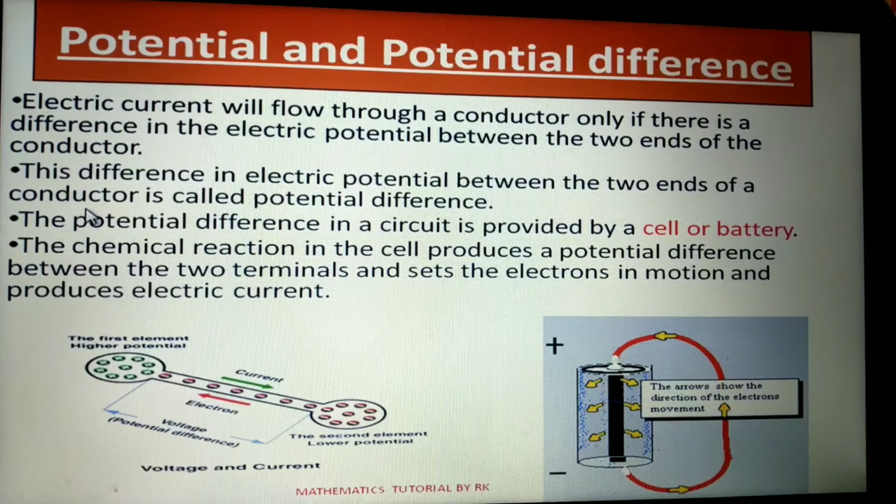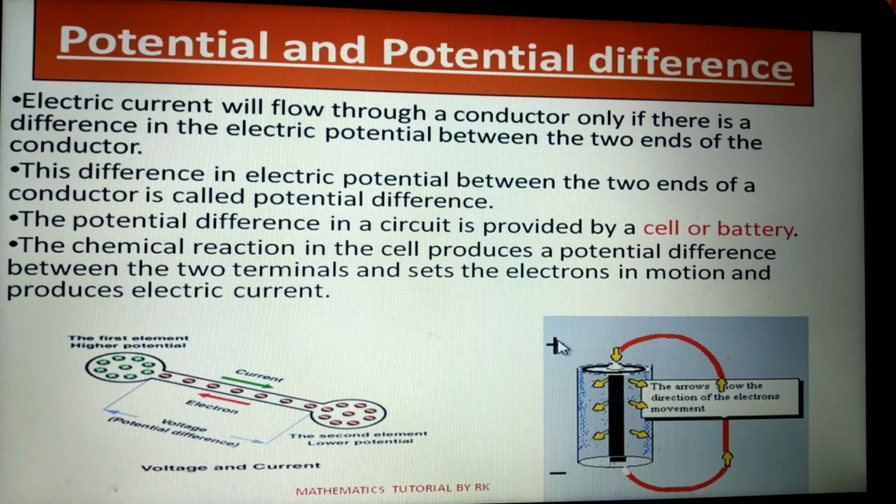Now the potential difference in the circuit is provided by a cell or battery. So this is our cell. This is the positive terminal and this one is the negative terminal. The chemical reaction in the cell produces a potential difference between the two terminals, and they set the electrons in motion and produce the electric current. Here this is the motion of the electrons. Because of this we can produce electricity.